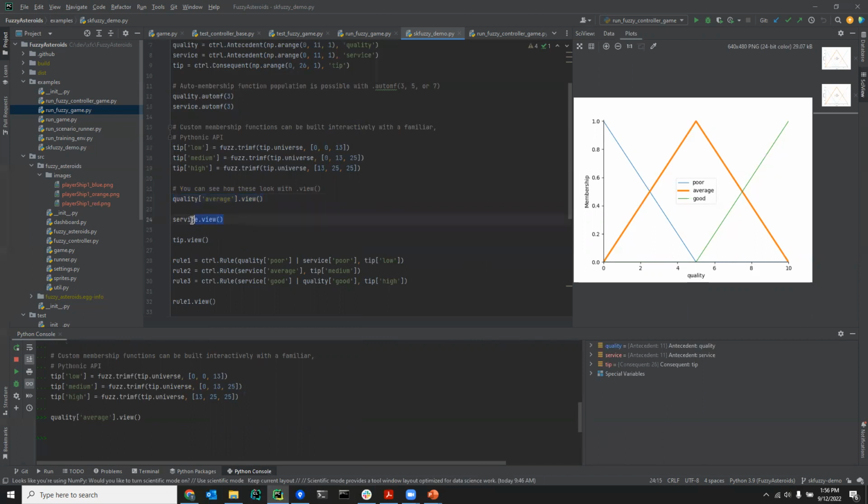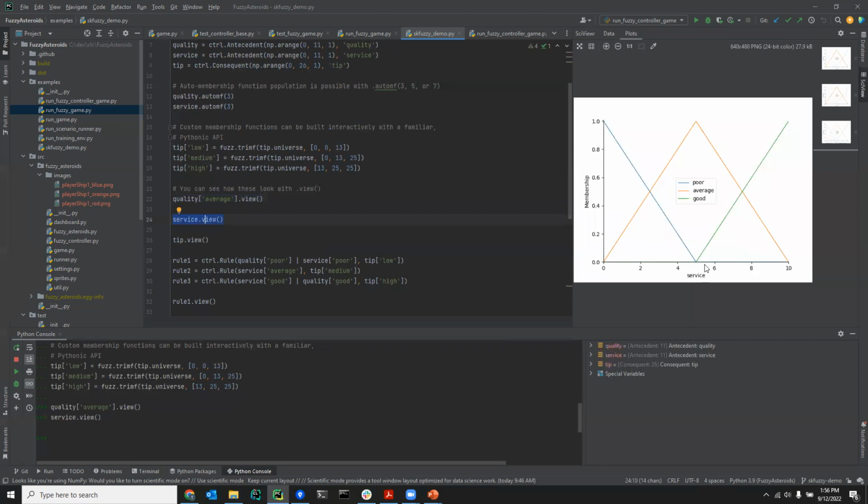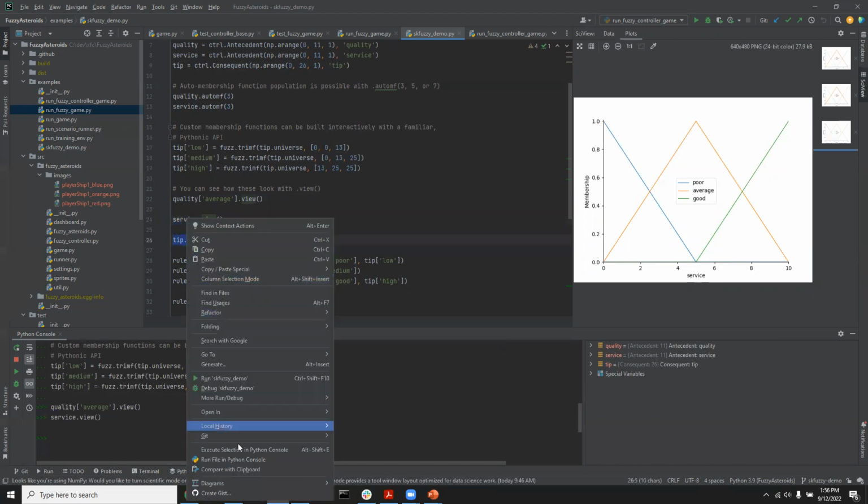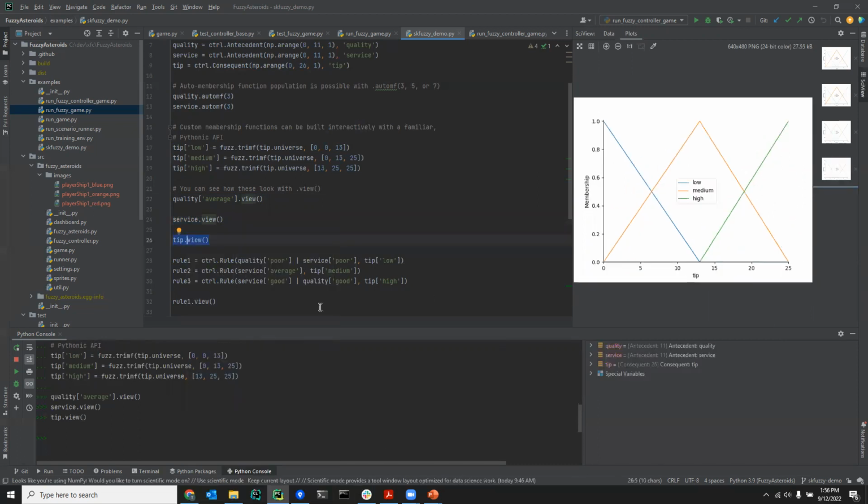And service will look similar, but let's go ahead and take a look at that too. So this is service. Remember, we did the auto MF, so it just did triangular membership functions that are distributed in the space. So again, we have poor, average, and good. We can also take a look at our output membership functions. And remember that we gave them these labels, low, medium, and high. And you can see the definitions of the triangles as we have here. That's what that looks like.